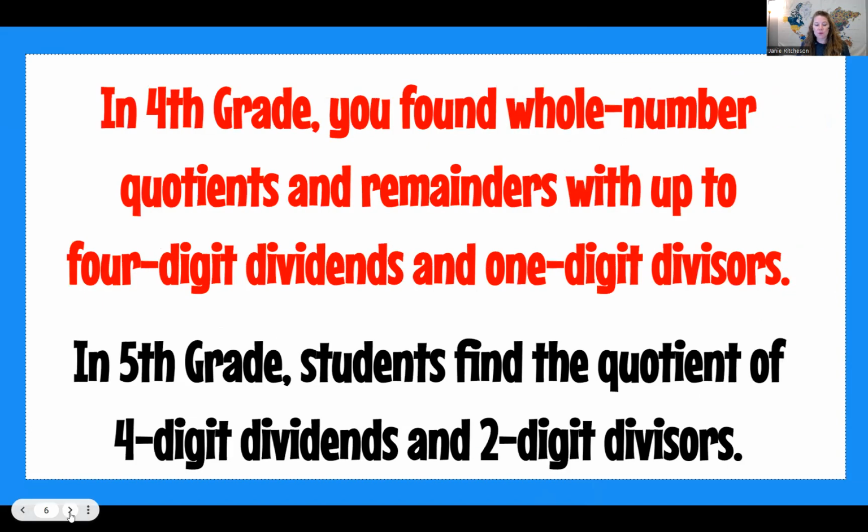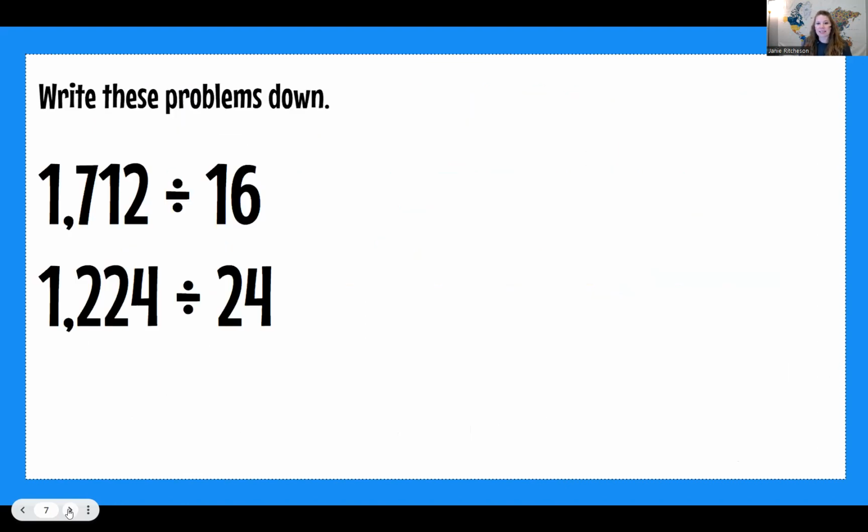All right, so in fourth grade, you found whole number quotients and remainders with up to 4-digit dividends and 1-digit divisors. In fifth grade, students find the quotient of 4-digit dividends and 2-digit divisors. So that's what we're going to practice today. Write these problems down and do these with me, please.